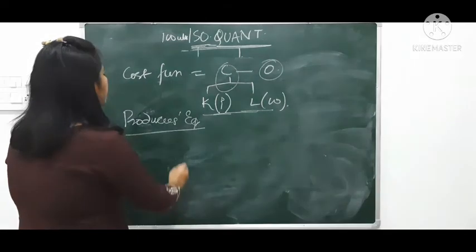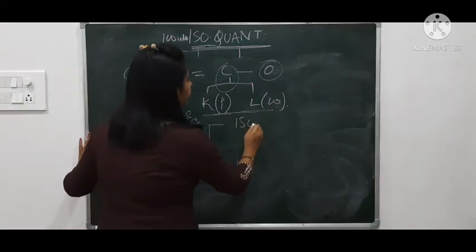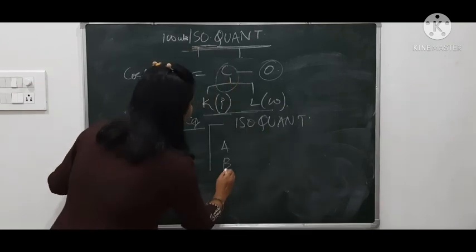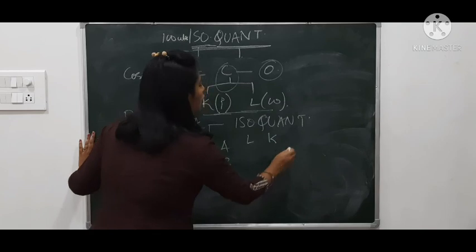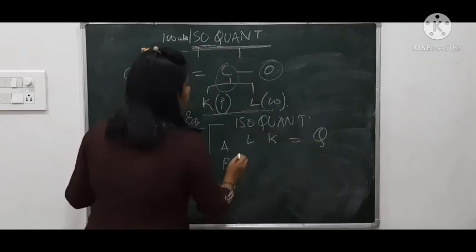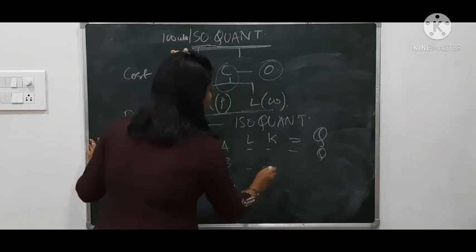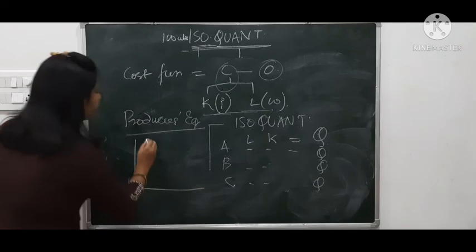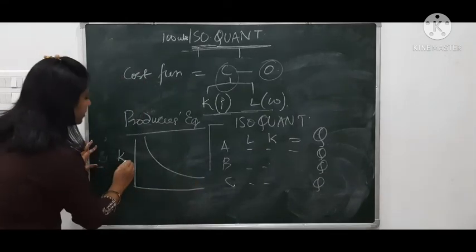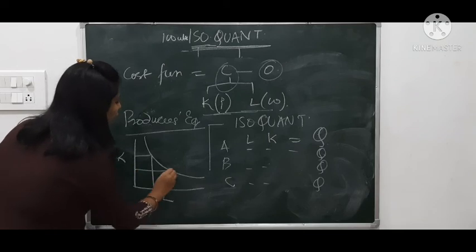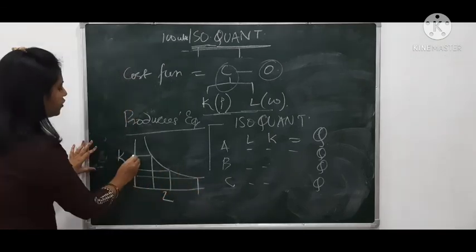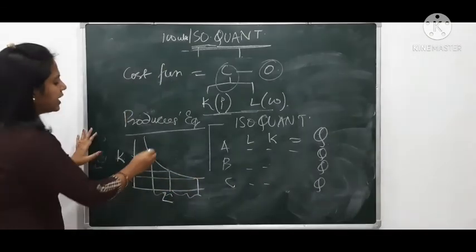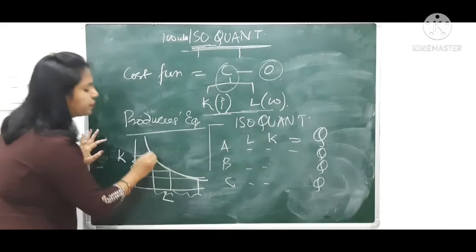We will see it later, but for that we have to understand the concept of isoquant. What is isoquant? Isoquant is the combinations of 2 factors, labor and capital, which can produce the same output. The combinations which can produce the same output are known as isoquant. If you graphically show an isoquant, it looks like this. Here is the capital, here is the labor. You are substituting capital for labor, reducing capital and increasing labor, and that is why your curve is a downward sloping curve.